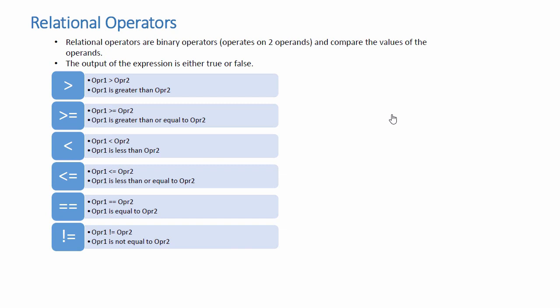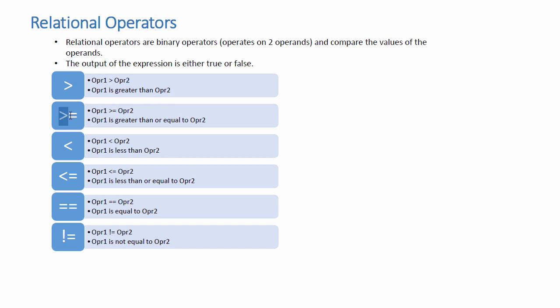Hi, in this lecture we will cover relational and logical operators. Let us first see relational operators. Relational operators are also binary operators, which means these work on two operands and the result is either true or false. So we have a greater than operator, which means if OPR1 is greater than OPR2, return true, otherwise false.